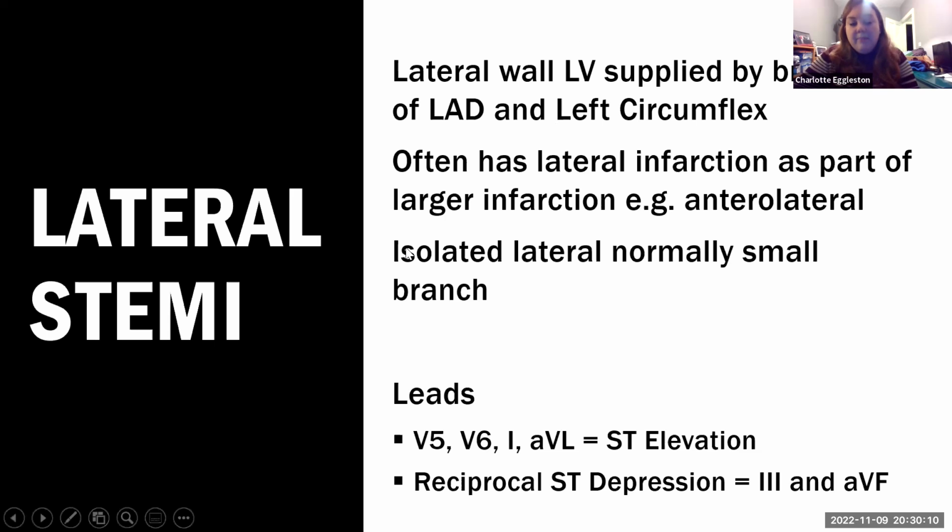So you can get pure lateral STEMIs. Particularly this is if we're affecting the left circumflex. Often you have lateral in association, so you'll wipe out a bit of your anterior as well, because the branches of the LAD could be affected. If it's a pure lateral, it will just tend to affect 5 and 6, 1 and AVL, and then you'll get the depression on the opposite side, so 3 and AVF often.